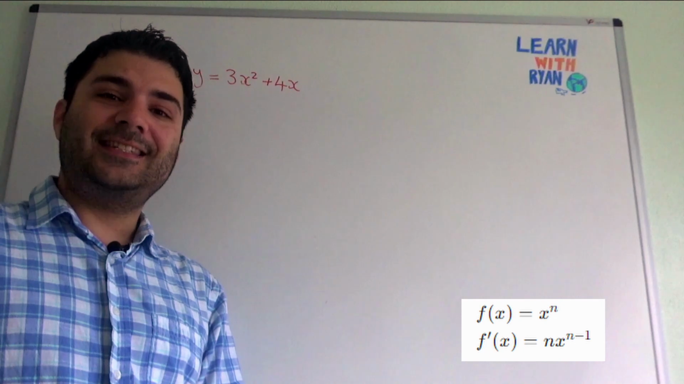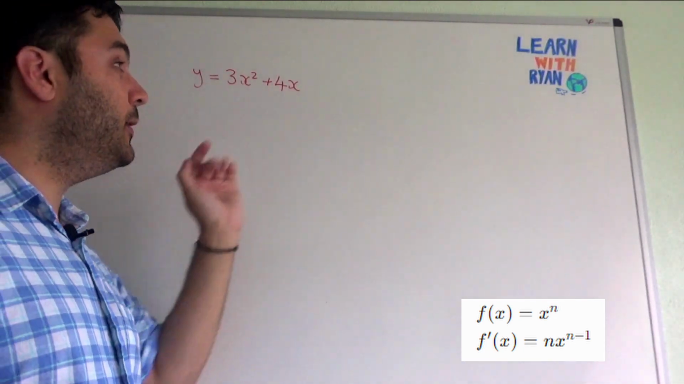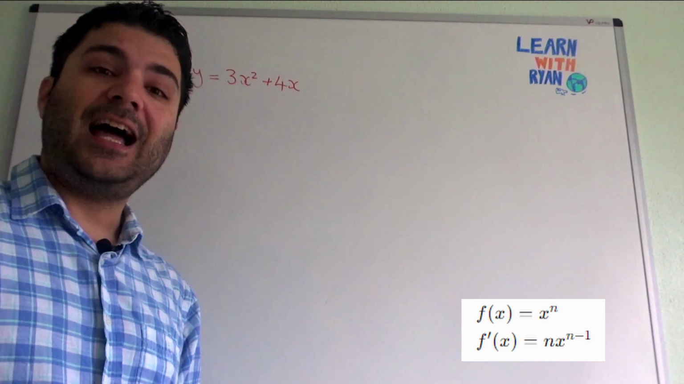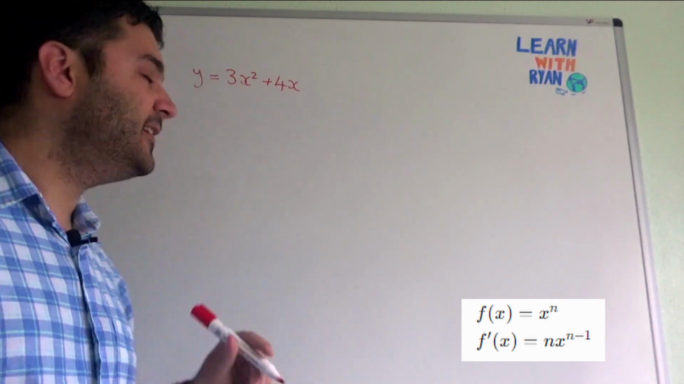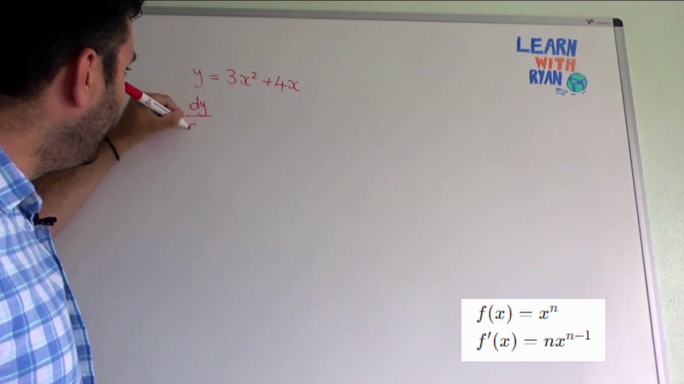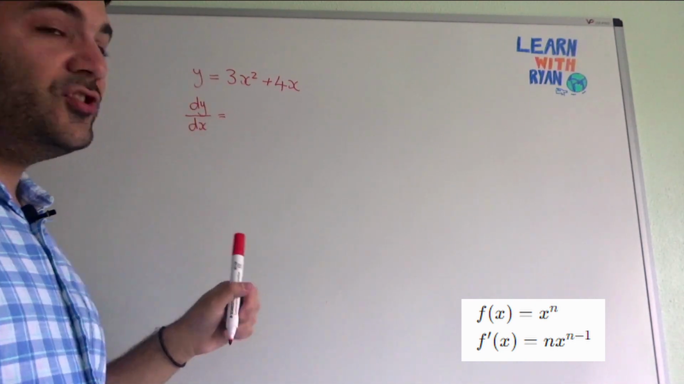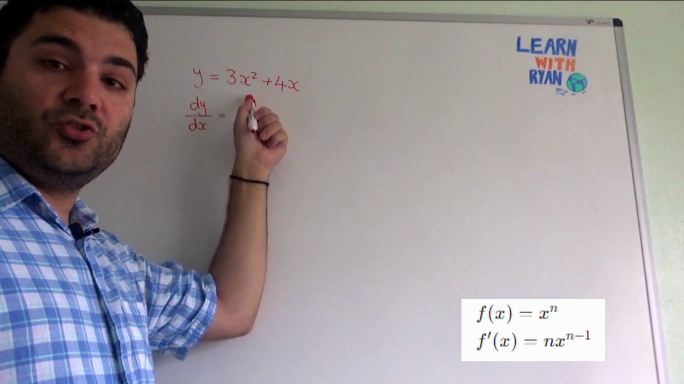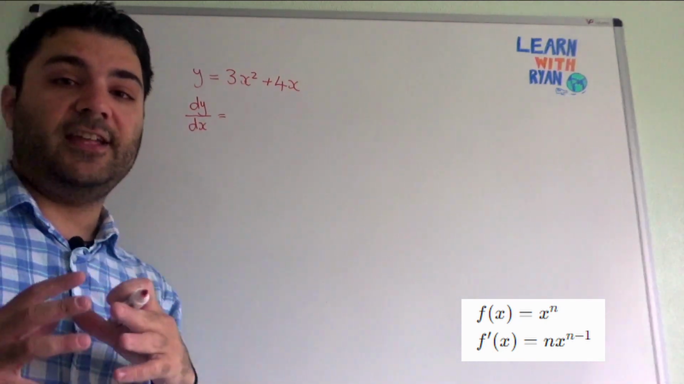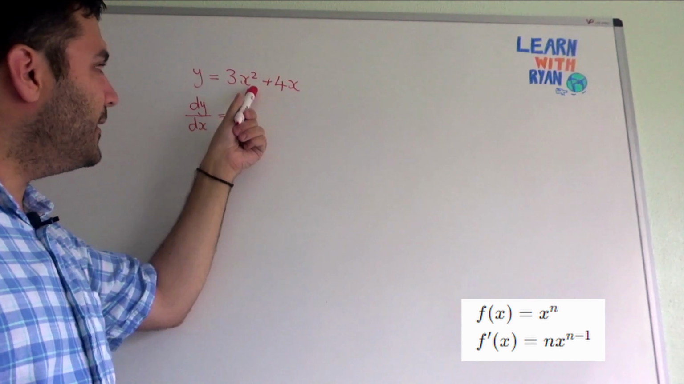Okay, here's another example question. Suppose we've got y equals 3x squared plus 4x, and we want to differentiate it. In other words, we want to find dy by dx. So when you've got separate terms here, we have to treat them separately. So let's start off with the 3x squared.